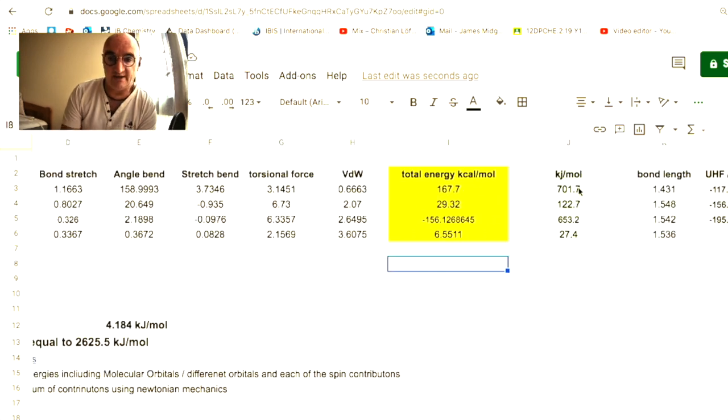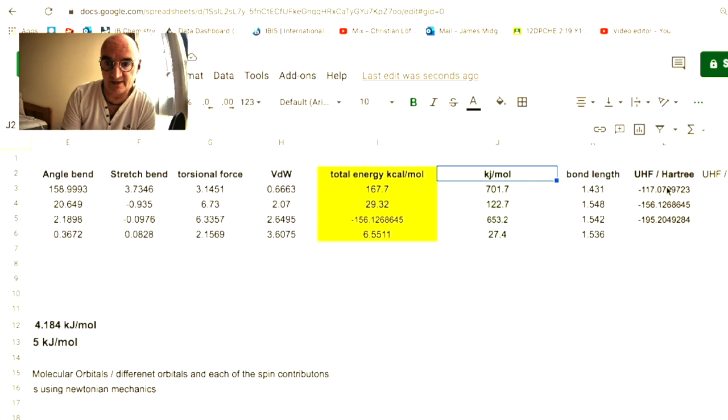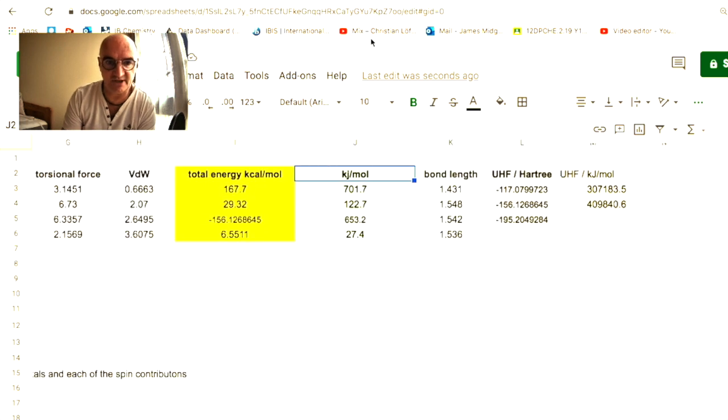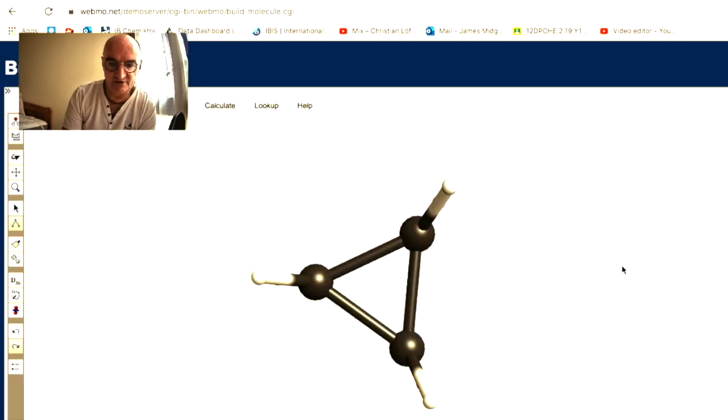Pretty good data processing. I've got the length, throw that in there just for a laugh as well, and the UHF energy, which I've converted to kilojoules per mole. A bit more data processing. So how do I get the UHF energy? Okay, so here at the bottom of the screen, there's a little blue arrow.